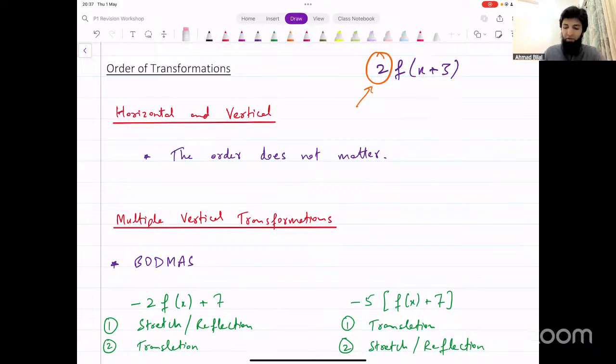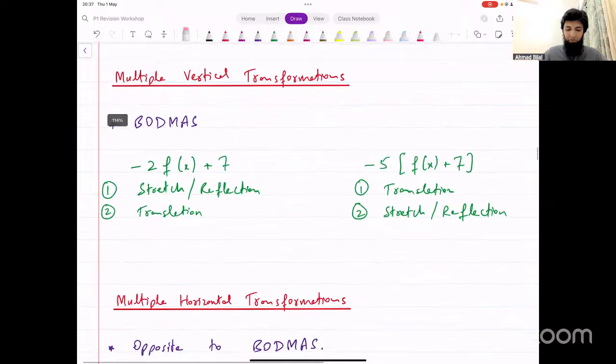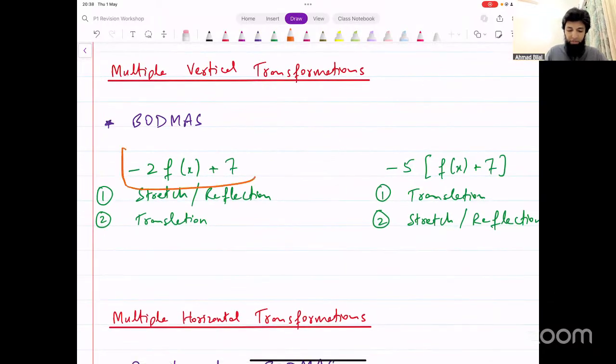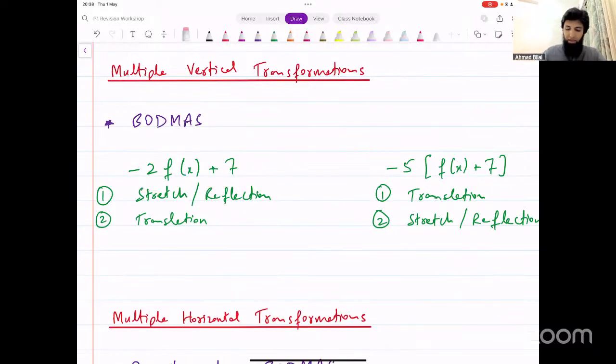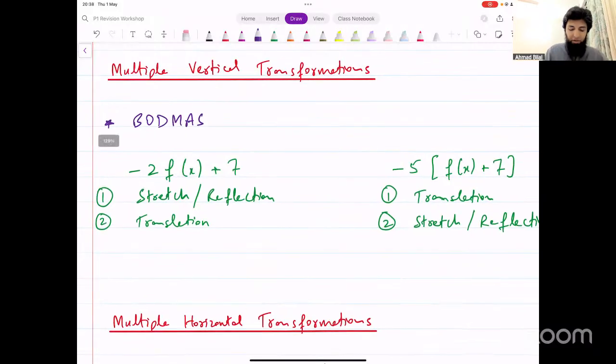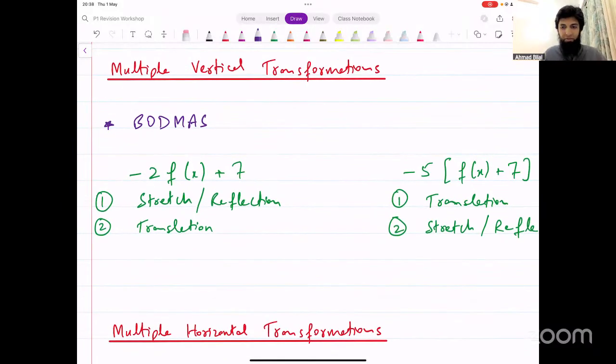But when you have multiple vertical transformations, for example, you could have something like this, or something like this. These are both vertical because the operations are being applied outside the function. Something is being multiplied or added outside f of x, not inside. Now in this case, when you have multiple vertical transformations, the order is whatever BODMAS is. Whatever BODMAS is, that's the order of function transformations. BODMAS. Now, what does that mean?